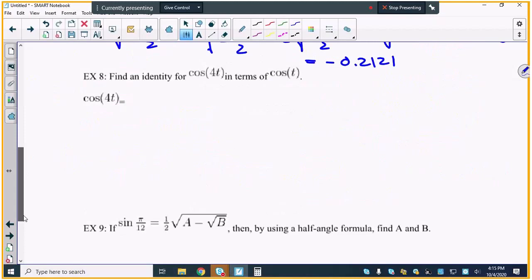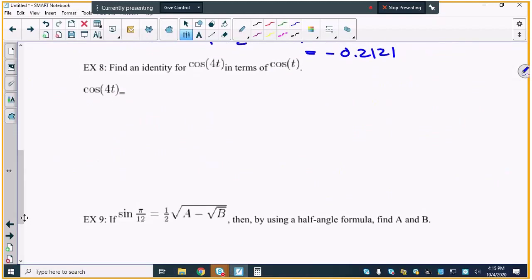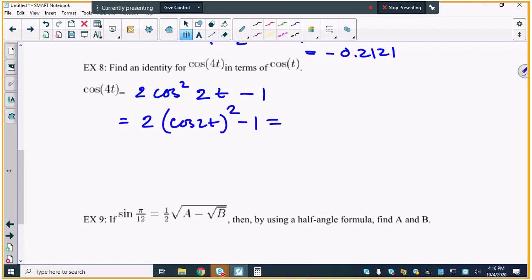Find an identity for cosine 4t in terms of cosine t. So I'm going to use repeated applications of the double angle formula. What do I mean by that? Remember first, cosine 4t is 2 cosine squared 2t minus 1, because the double angle of 2t is 4t. Then I would say this is 2 times cosine 2t to the power 2 minus 1. Use the double angle formula one more time. You get 2 cosine squared t minus 1 as cosine 2t, and then you FOIL and distribute.